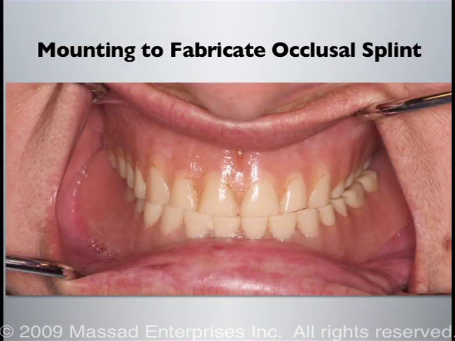This is a patient with a severe overclosed occlusion. As noted, the dentures have worn significantly. It is now necessary to mount the jaw recorders onto both maxillary and mandible existing prosthesis to fabricate an occlusal splint to reestablish loss of vertical dimension.